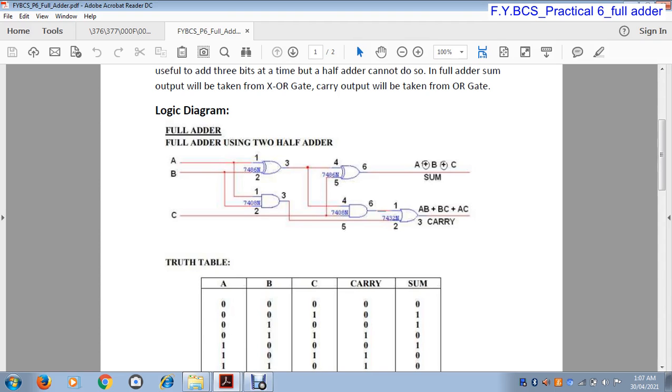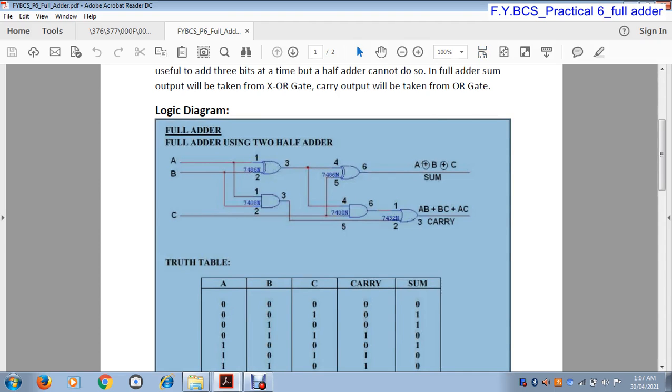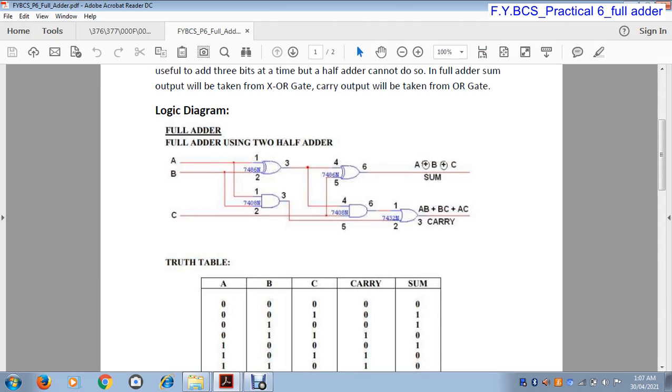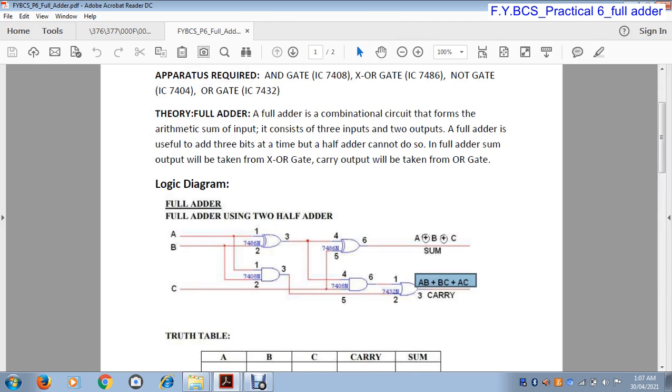Now the inputs of this OR gate are AC plus BC on one input and AB on the other. This is the OR gate, so it adds these two inputs. In this way we can draw the logical diagram, and in this way we design and construct the full adder circuit.